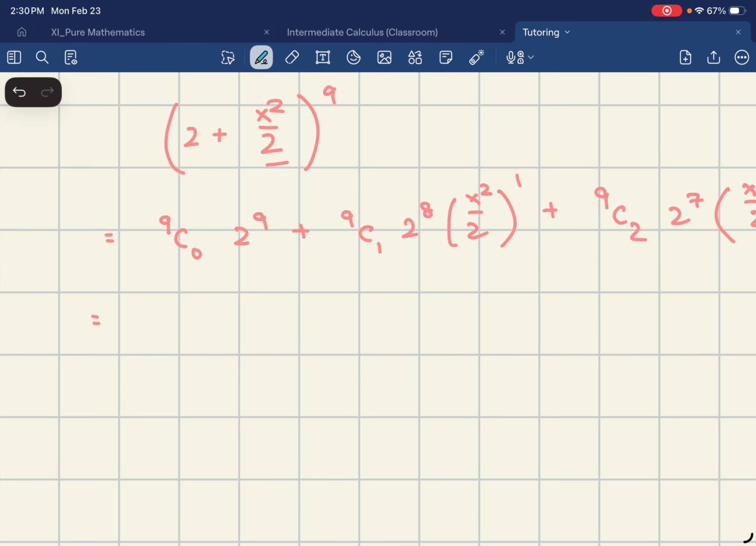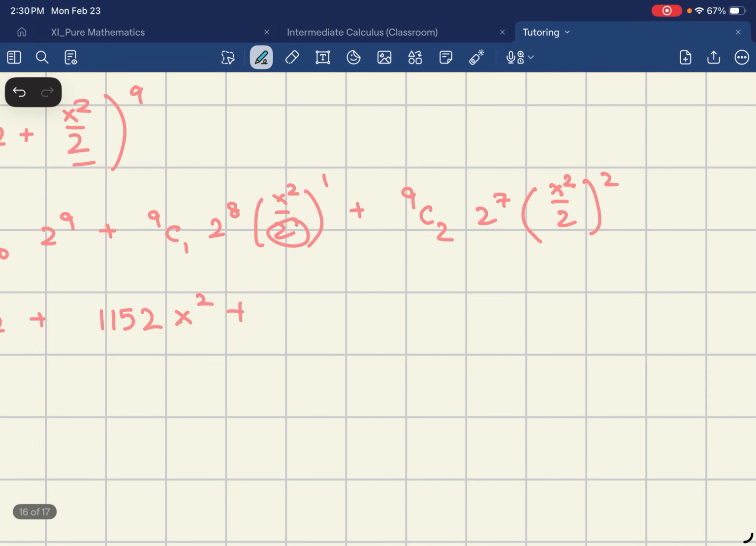2 to the power 9 is going to be 512. Plus 9C1, that is just 9 times 2 to the power 8, which is 2304 divided by 2 from here. And then I have x squared. So if I divide by 2, I get 1152.